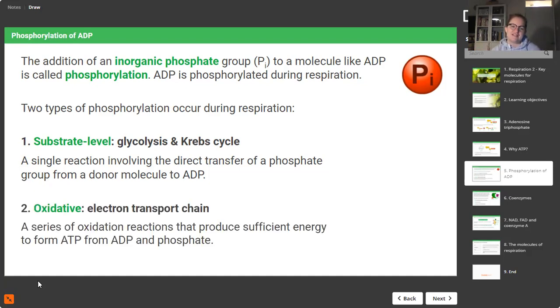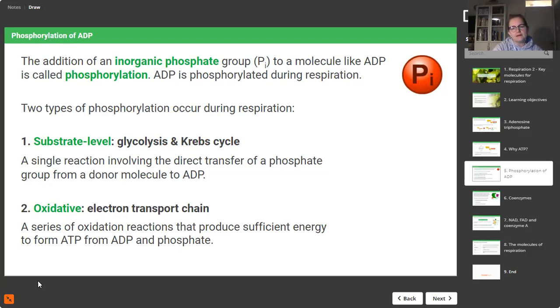And then there's also oxidative phosphorylation, which occurs in the electron transport chain, or sometimes we just call it oxidative phosphorylation. And this is the more complicated phosphorylation. This is where we have a series of oxidation reactions that produce sufficient energy to form ATP from ADP and phosphate. So that's an overview of the different types of phosphorylation of ADP.